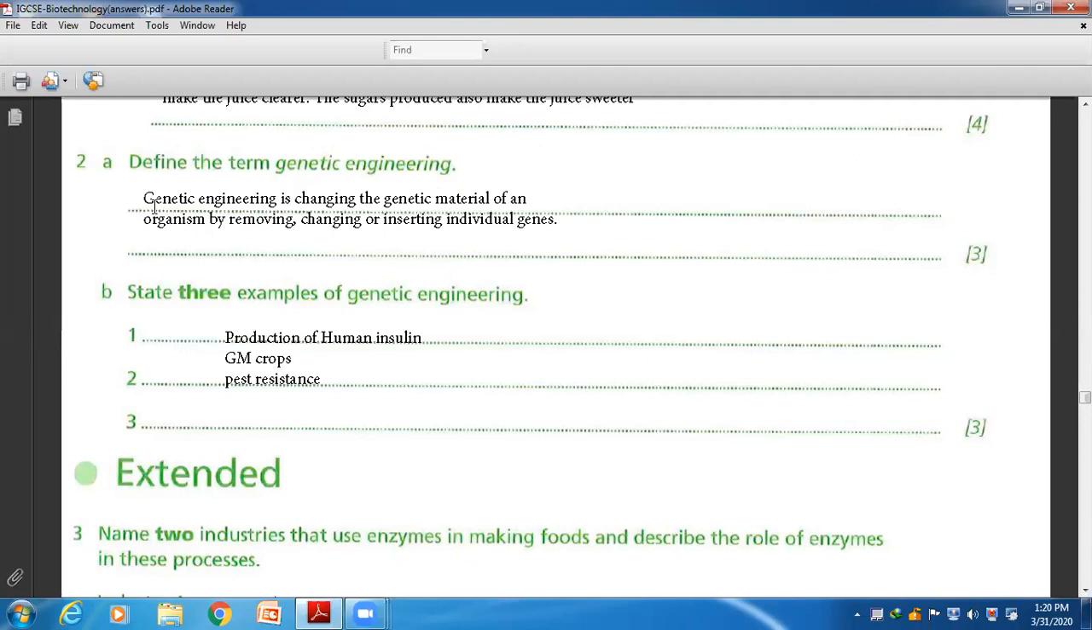We can produce pest resistant crops that show resistance to pests. Sorry, whose question is it? Okay, so these are the examples of genetic engineering.